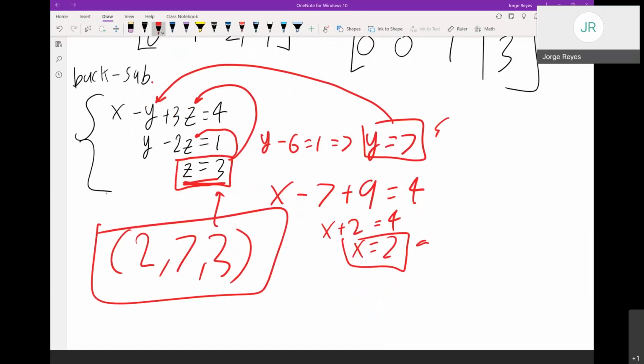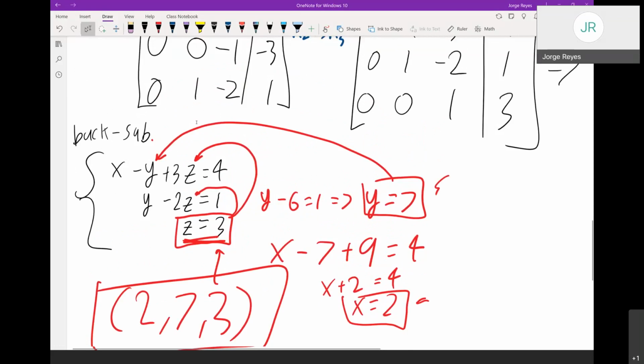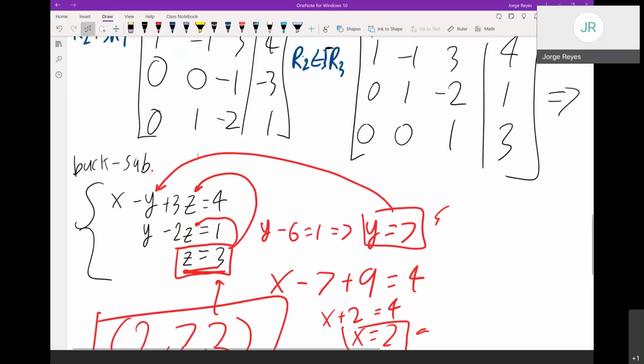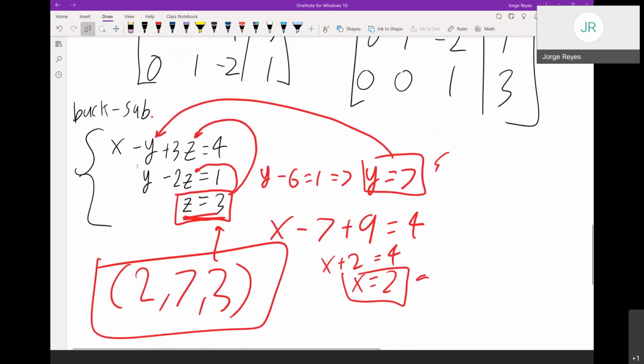Okay, and yes, this is still a point. Technically, what we're doing now is we're doing all of this in 3D, where these are planes, not lines anymore. That's all a little too complicated, so you don't have to know that, but just know that this is the answer. Right, x, y, z. 2, 7, 3.